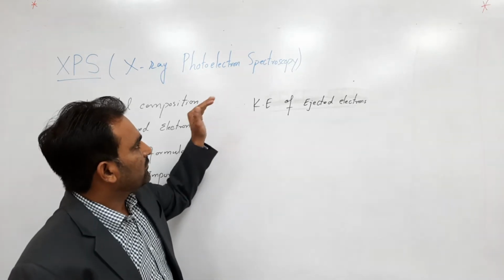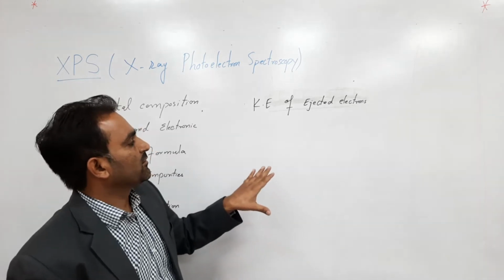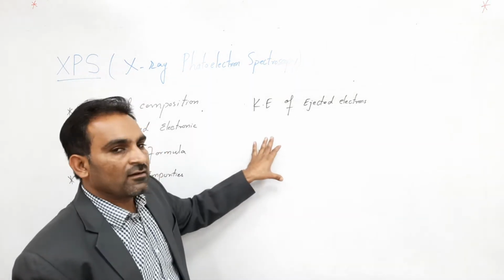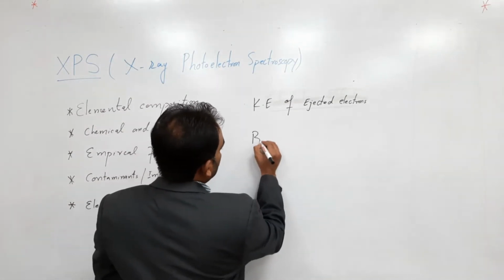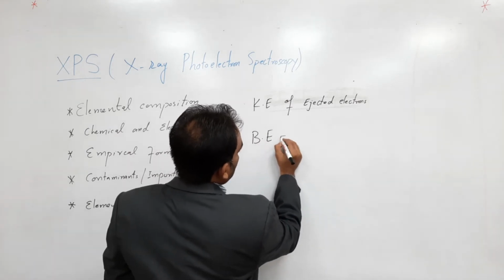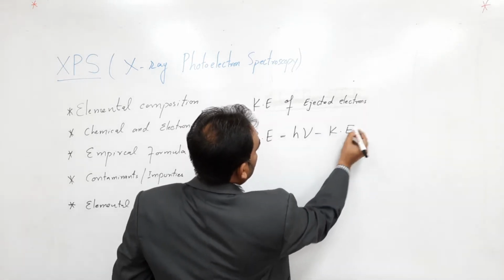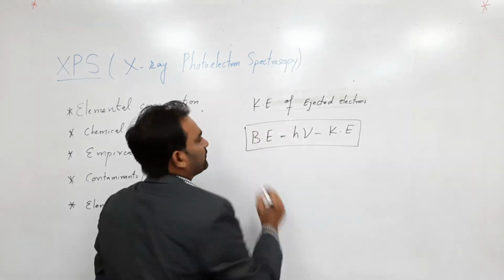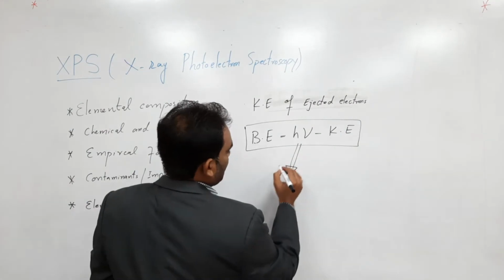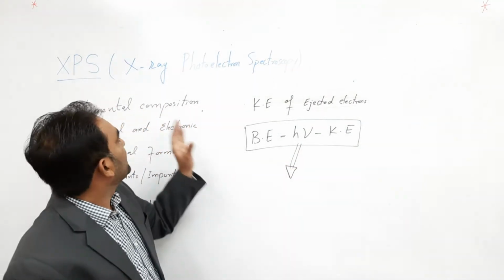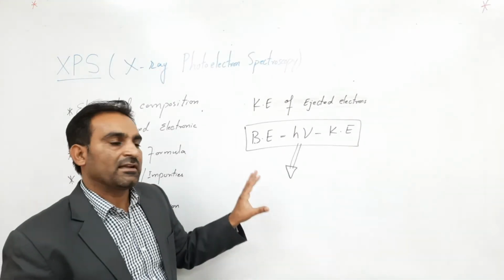Then this energy of ejected electrons can be converted into the binding energy of the electron. Binding energy of the electron is equal to the X-ray energy minus the kinetic energy of that ejected electron. This energy is the energy of the X-ray which we use for this particular analysis.